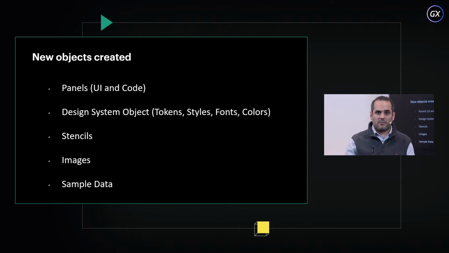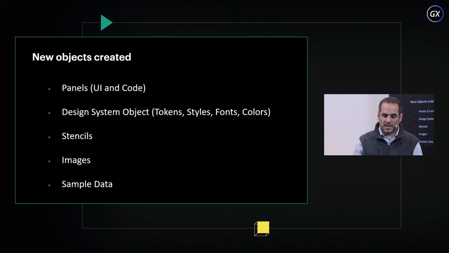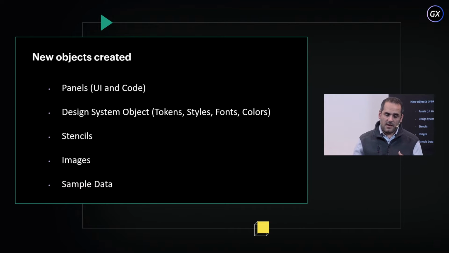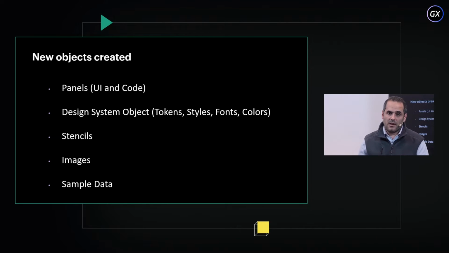And in addition, a design system object will be imported. That will handle everything that is the aesthetics of this application, like tokens, styles, fonts, and colors, and all the necessary elements. And also, depending on the level of complexity of the design that we are importing, stencils can also be created, and images will be created and imported as well. And this is important and quite useful. You may import data providers with sample data taken from the Sketch design.